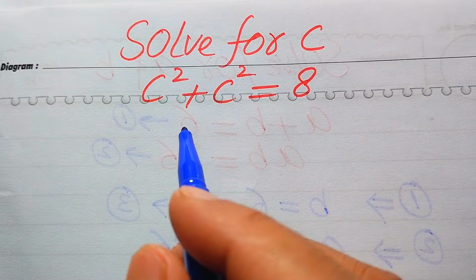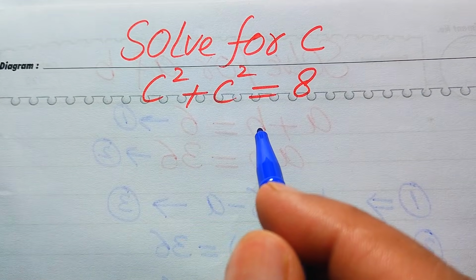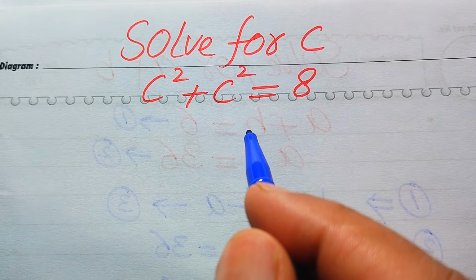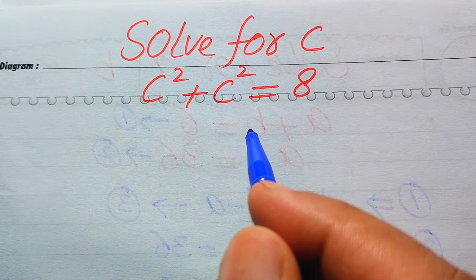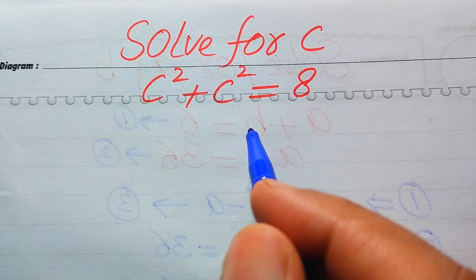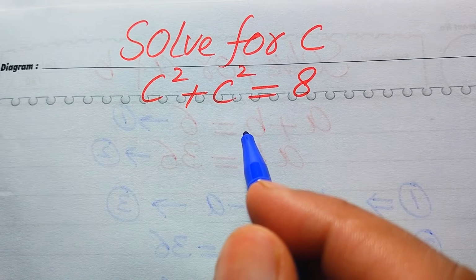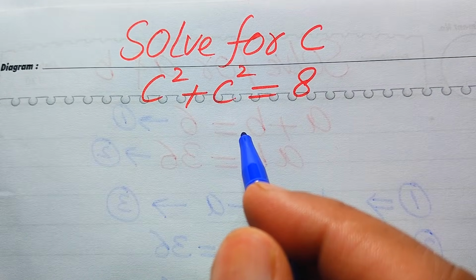So here we have c square plus c square equals to 8, and we solve this problem for all the values of c. Here we first find all the roots of this equation, and at the last we will verify which of the roots are solutions and which of the roots are extraneous roots. So we move towards the solution of this problem.